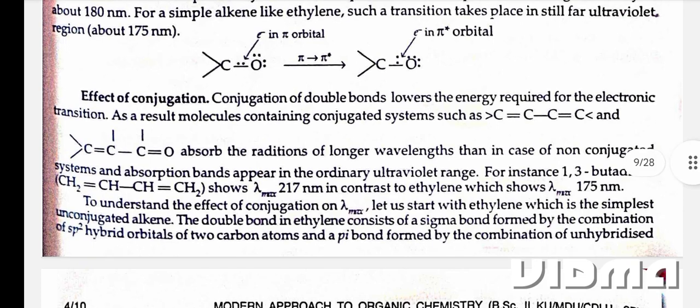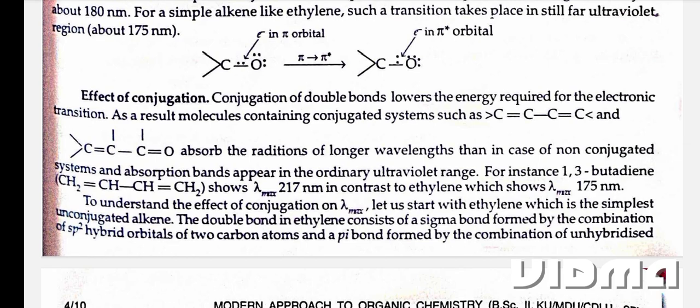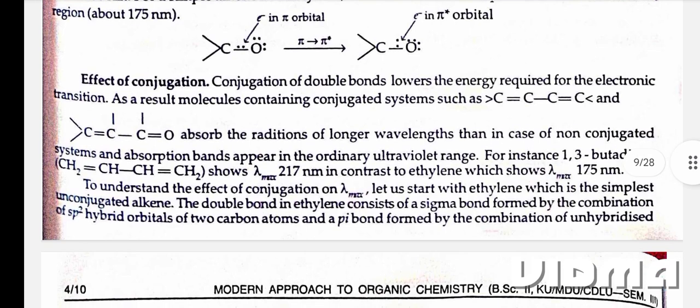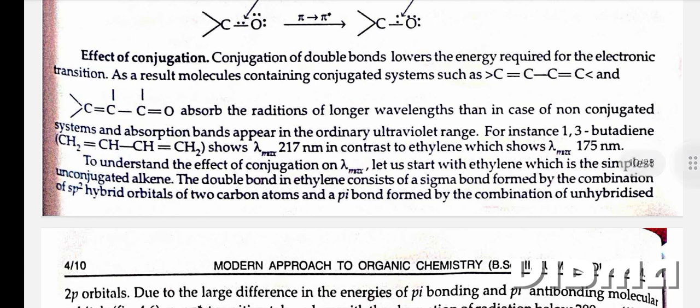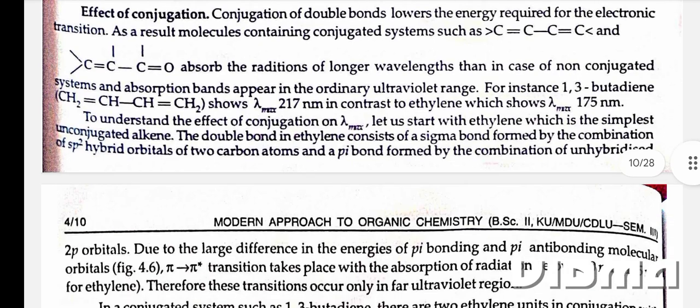As a result, molecules containing conjugated systems such as C=C-C=C absorb radiations of longer wavelength than in the case of non-conjugated systems, and absorption bands appear in the ordinary ultraviolet range. For instance, 1,3-butadiene shows lambda maximum 270 nanometer in contrast to ethylene, which shows lambda maximum 175 nanometer.